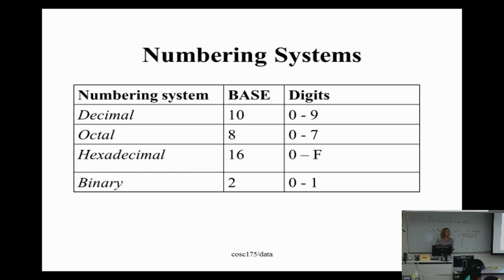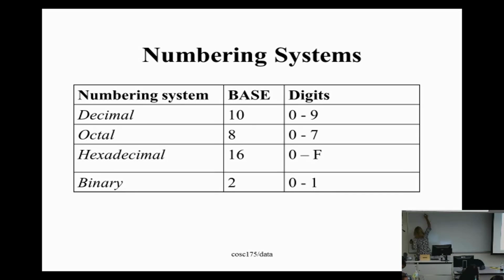So when we talk about memory size, let's get into the fun stuff. I'm going to start with a numbering system that we all know and learned in kindergarten.